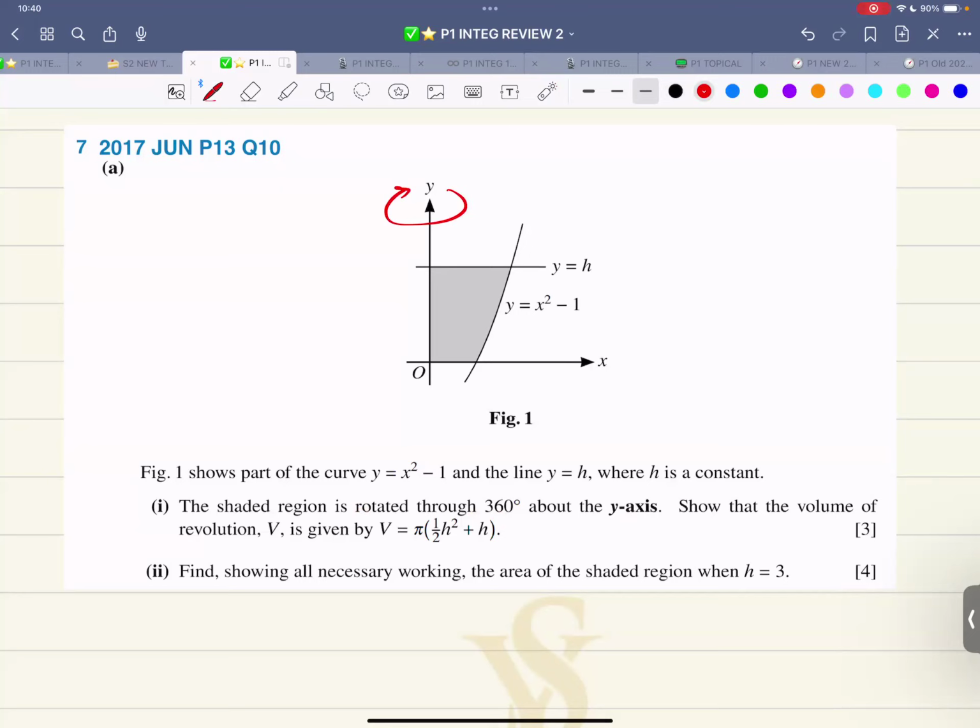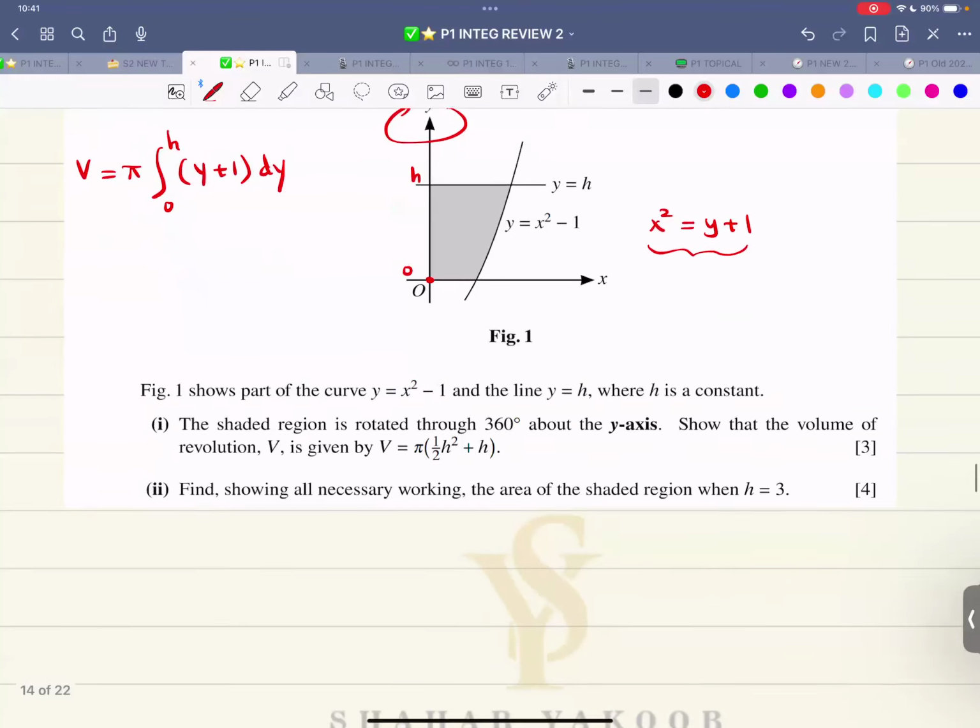So now, first of all, x can be made the subject. So x square is y plus 1, and there is no need of square rooting because anyway, for volume, we need the square. So therefore, volume of revolution between 0 and h, and it's already squared, which is y plus 1 dy. All good, all clear? And then we'll be plugging in the limits.